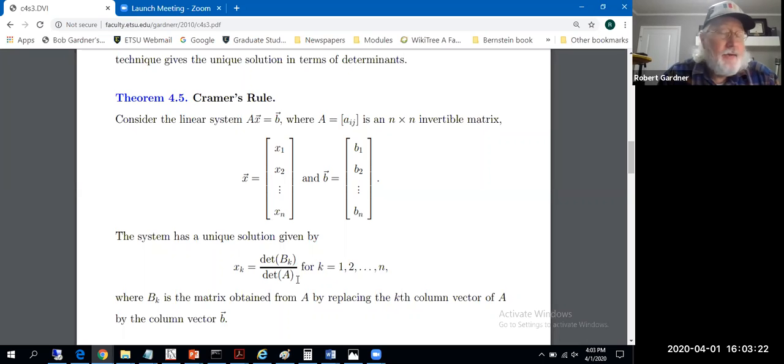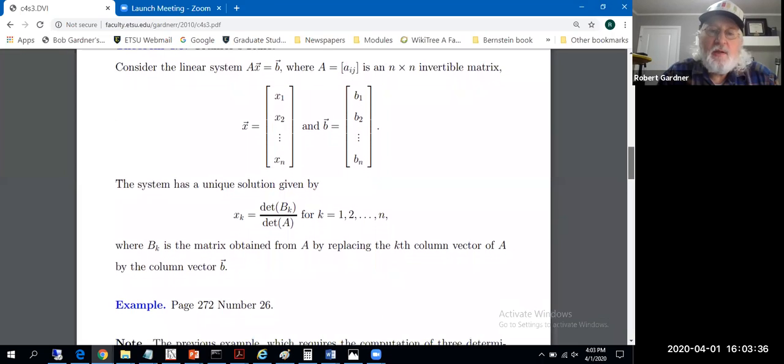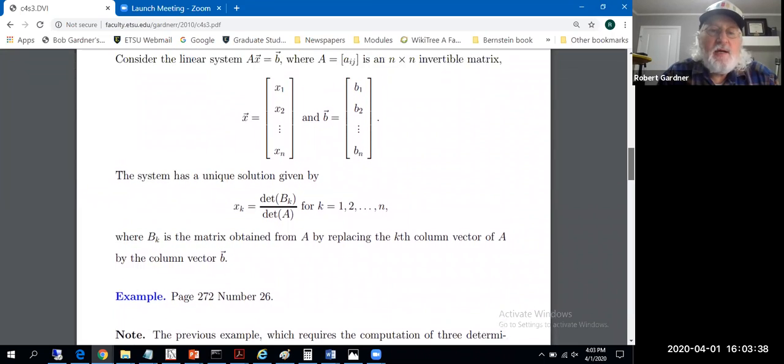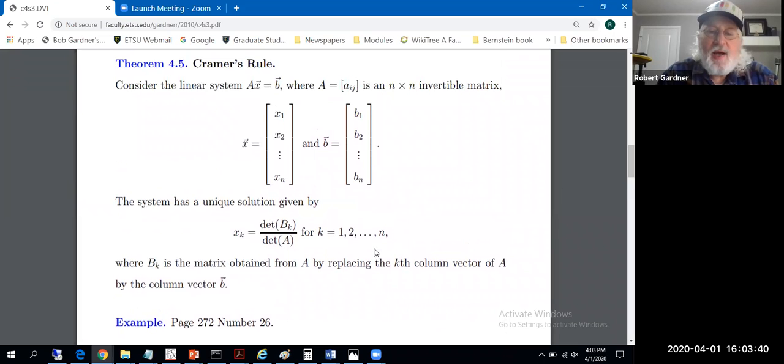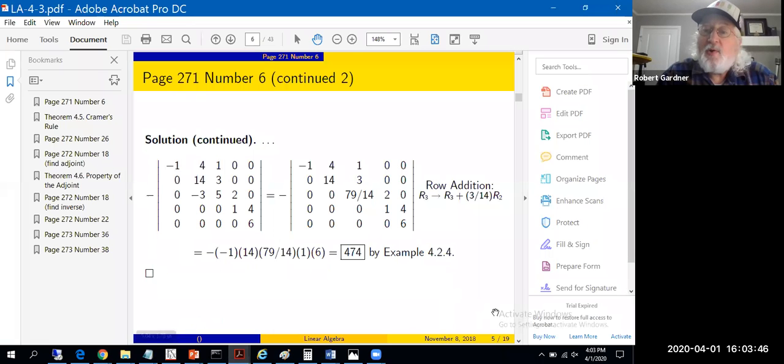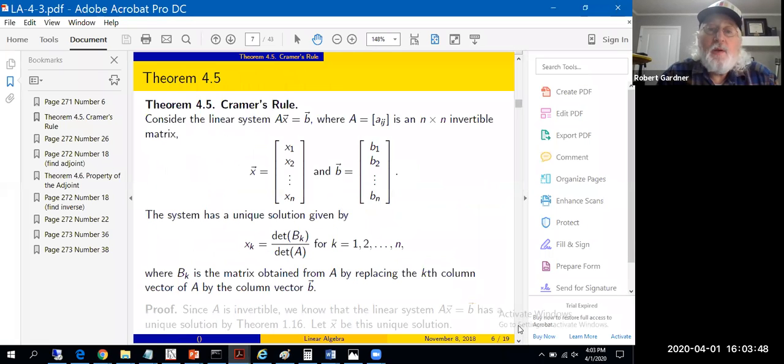And your experience with the previous sections tells you, just taking determinants is time consuming. This is a time consuming way to solve a system of equations. There's a proof for it in the notes. Let's gloss over that, and let's look at number 26 and try to illustrate this idea of producing the B sub k's. Let's also keep that system of equations fairly small.